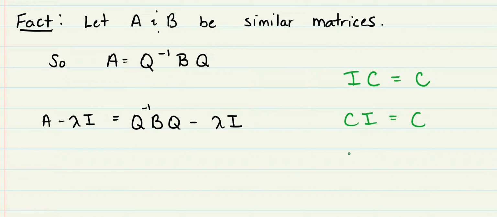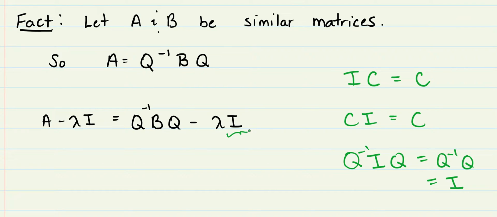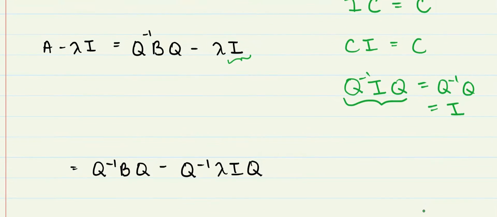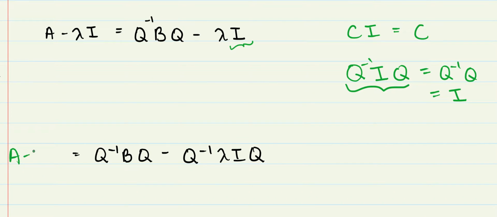And the reason I'm bringing this up is, what happens if I multiply this? Well, I times Q is just Q, and then Q inverse times Q is I, or I could do Q inverse times I is Q inverse and get Q inverse Q. Any way that I multiply these, I just get the identity matrix. So where I have this identity matrix, I can substitute this because the identity is equal to that. So now we have that A minus lambda I is equal to Q inverse BQ, subtract Q inverse lambda IQ. Now lambda is just a scalar, so it can come out, and you can see that we just get lambda times I.